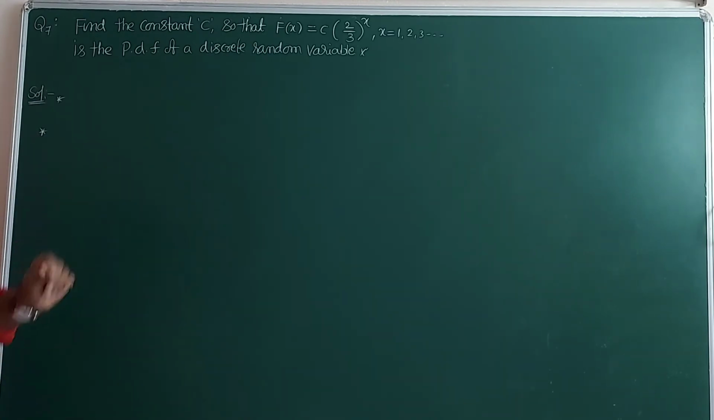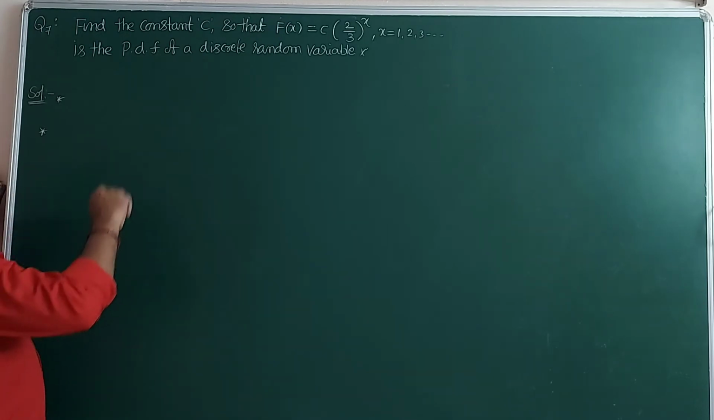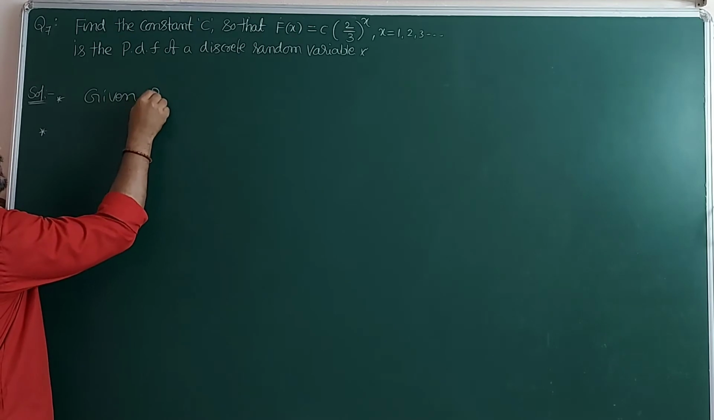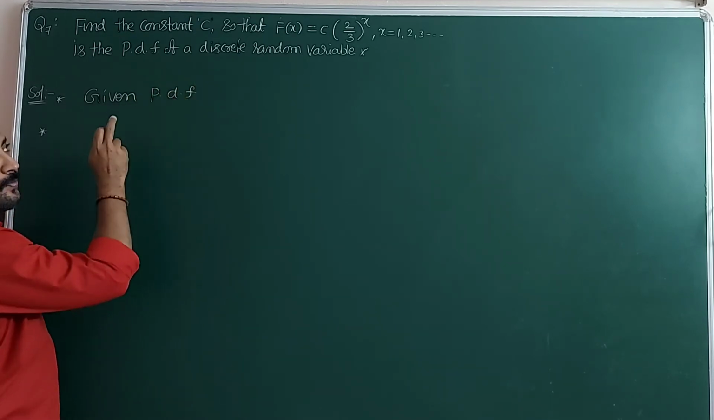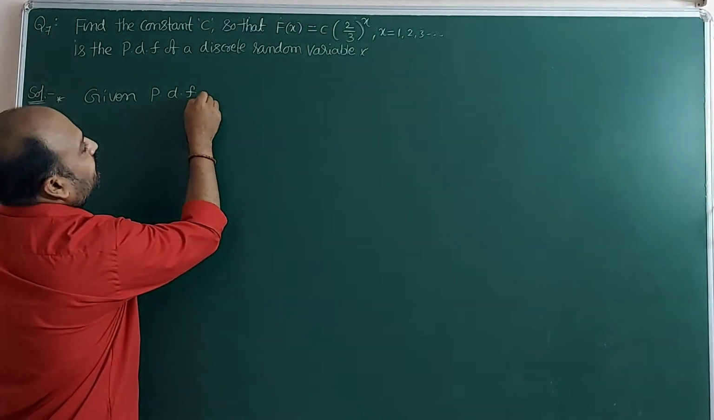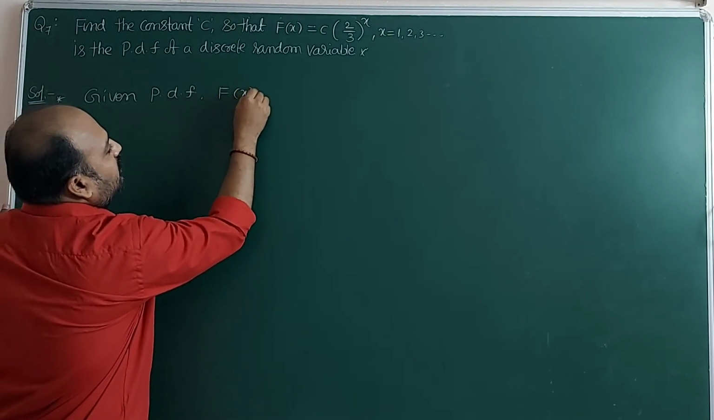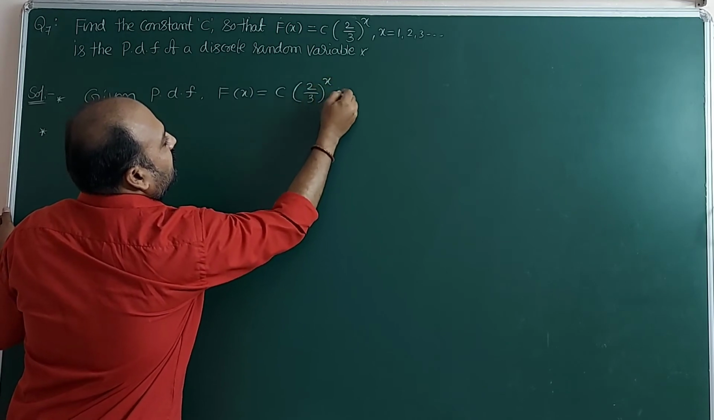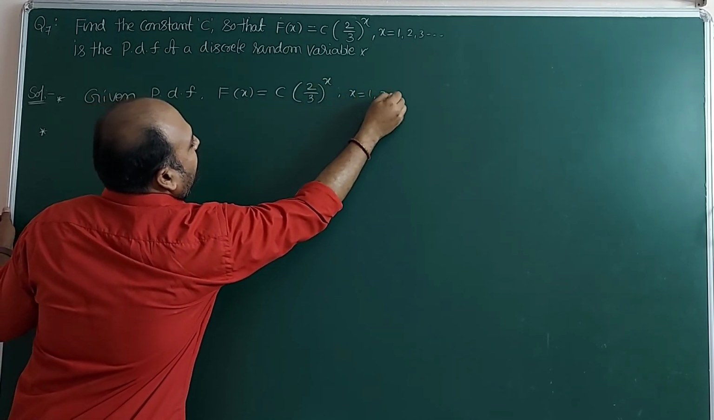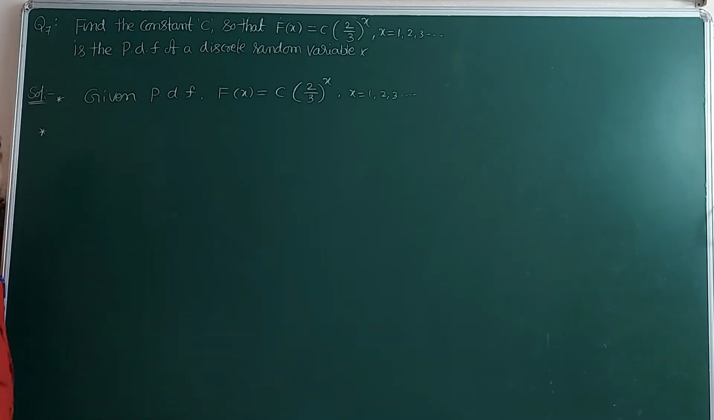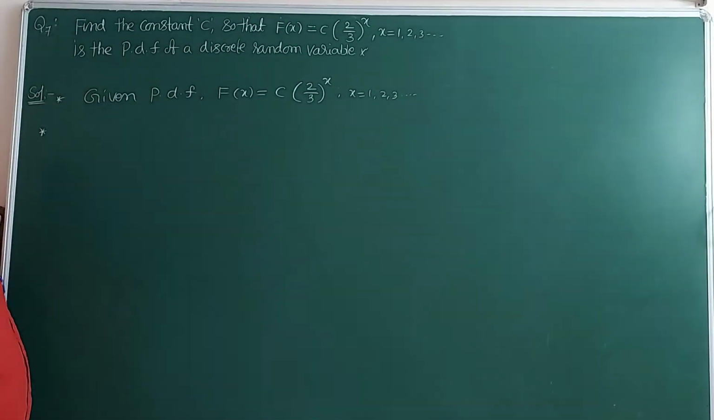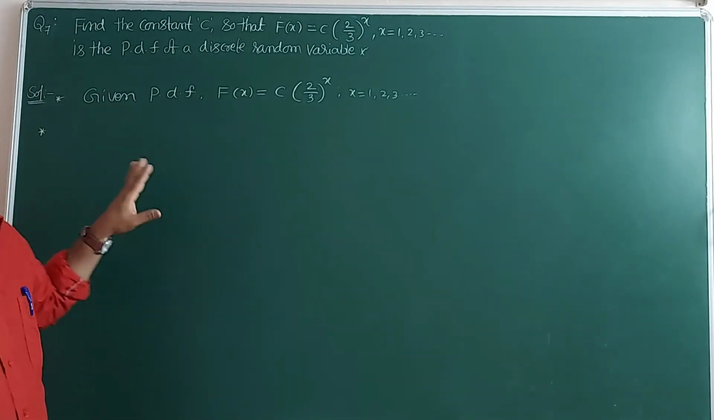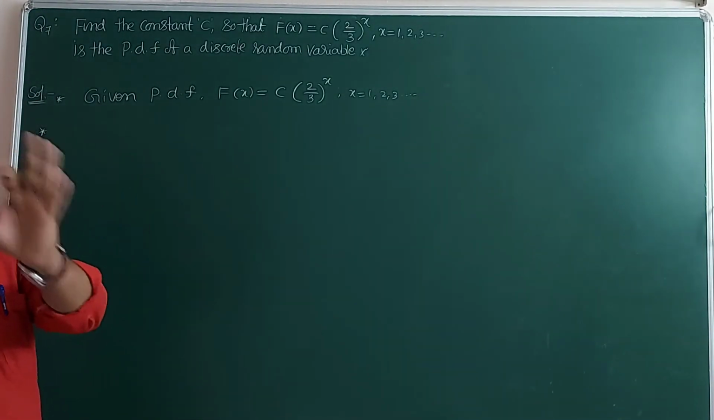See here, first given probability distribution function, given PDF. Capital F of x is equal to c times 2 by 3 whole power x, where x is equal to 1, 2, 3 and so on. They are asking to calculate the c value. To get the c value, obviously we will apply that the sum of the probabilities is equal to 1.